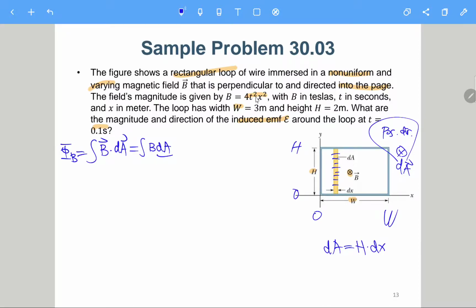If B is related to y, then we probably need to do this procedure, so that the integration will be a double integration, something like dx dy. But now it is not related to y, so we don't really need to cut it like this. So this whole dA is just h times dx, this area. So we have the integration of bh dx, where x is integrated from 0 to w.